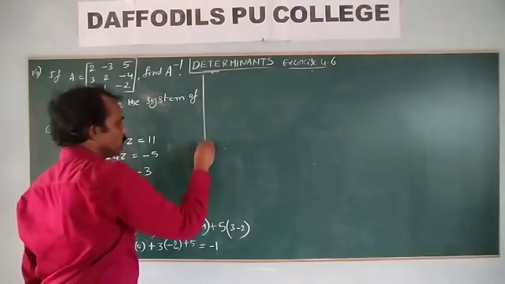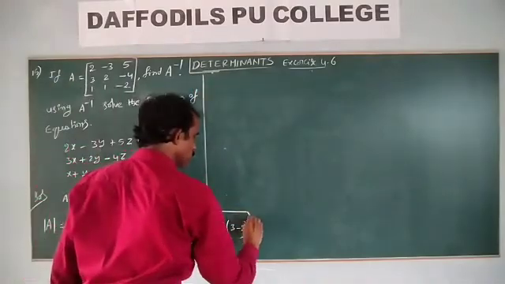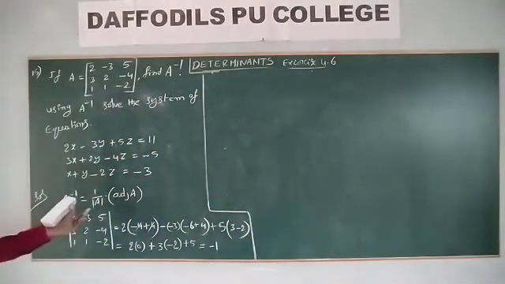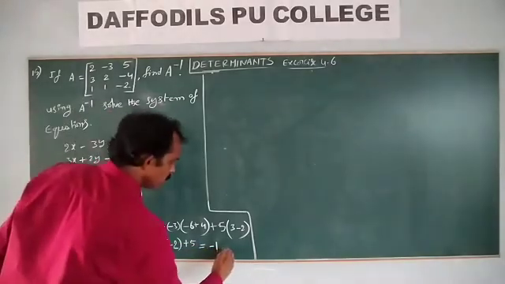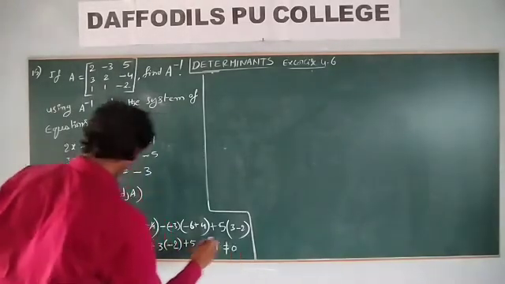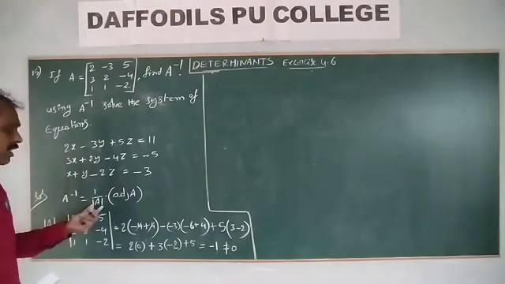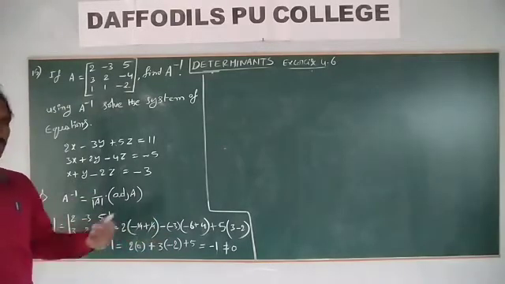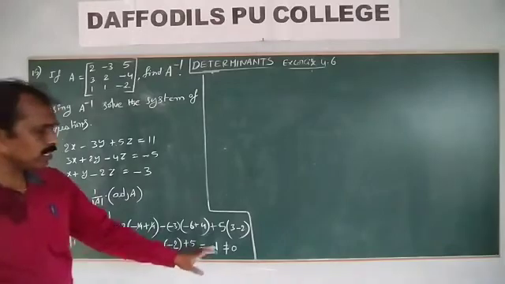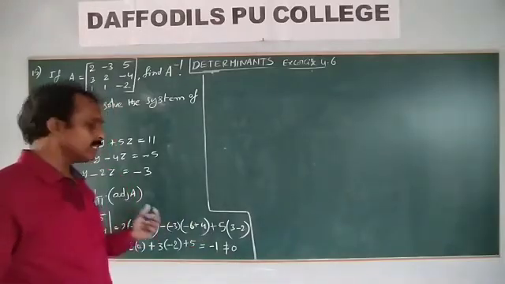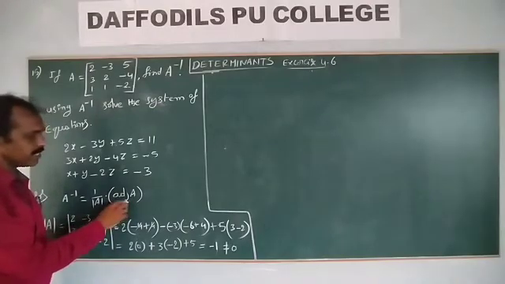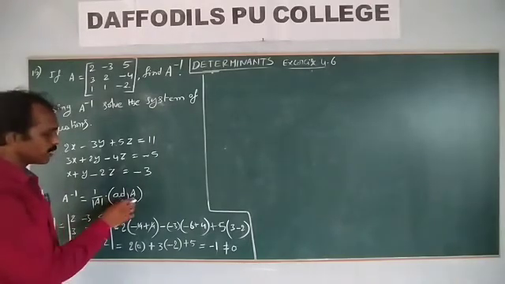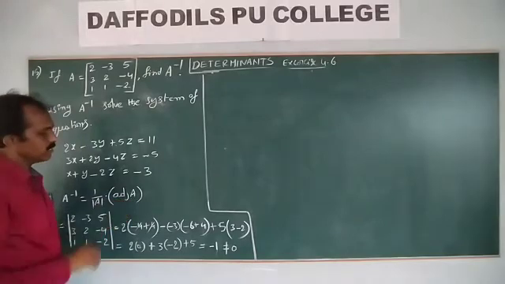Now we find 1 by det A. The determinant is minus 1, not equal to 0, so A inverse must exist. Why? Because the denominator must be not equal to 0, then only it exists. Suppose it is 0, it does not exist. It is compulsory that the determinant is not equal to 0, then only the inverse exists. Next, adjoint A. What is adjoint A? Adjoint A is the transpose of the cofactors of A. That is the definition of adjoint A.